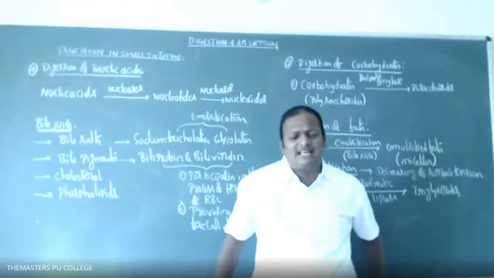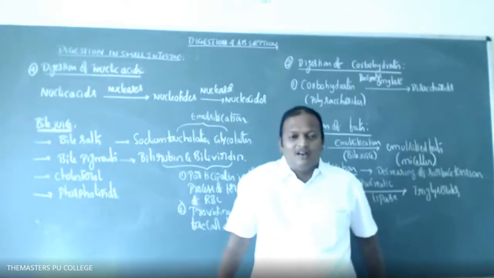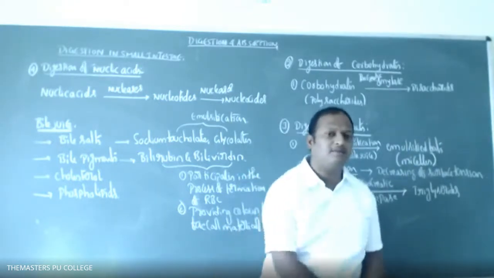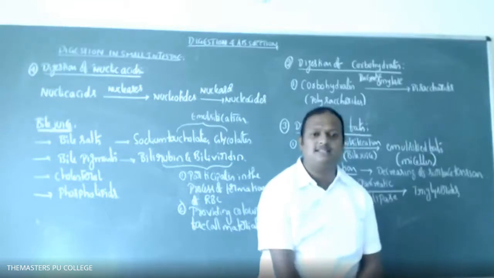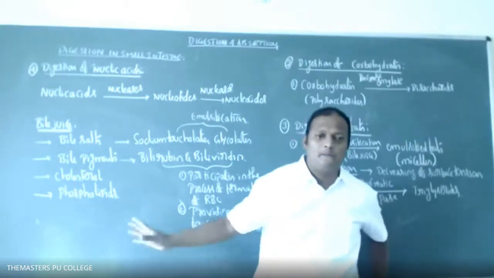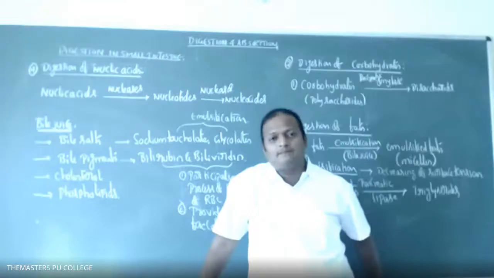Apart from the stomach, in all the remaining regions alkalinity is more, 6.8 to 7.8. There is no acidity; acidity is in the region of the stomach only.